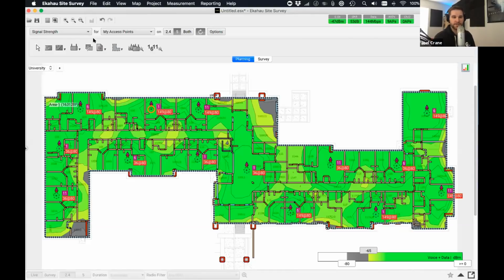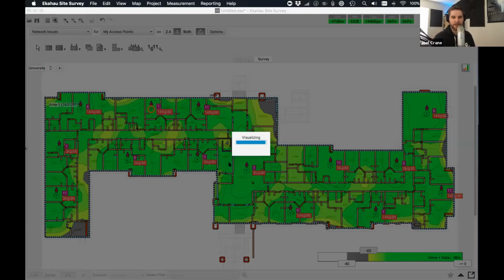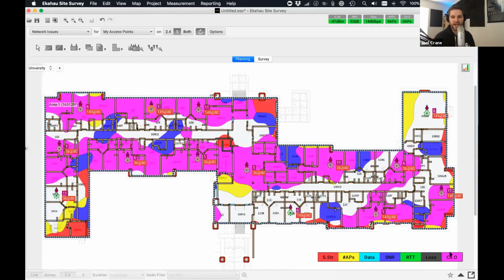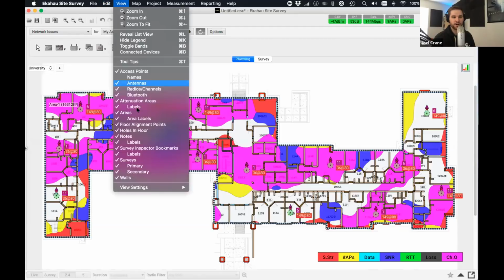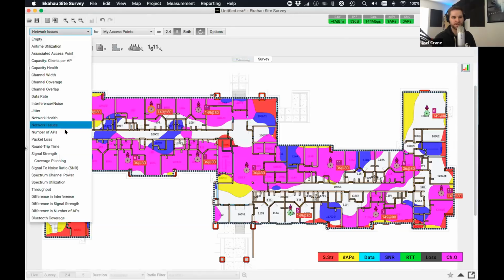Okay. And so now let's go check on requirements and see how we're doing. So I'll go to network issues, and we are still running into this channel overlap and this signal to noise ratio issue. And I can tell you exactly why that is. If we turn on our tooltips and I hover my mouse over this pink area, it's going to tell me what issue we're running into here. It's channel overlap. So I'll switch over to the channel overlap visualization.